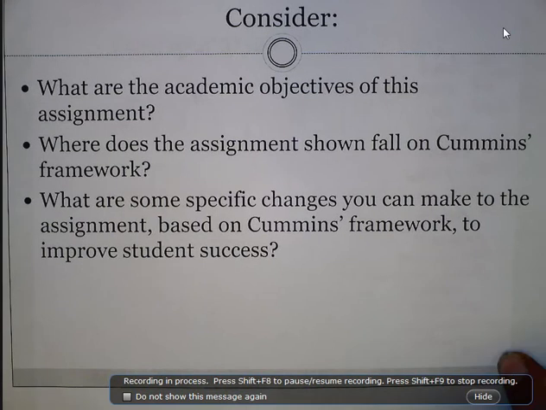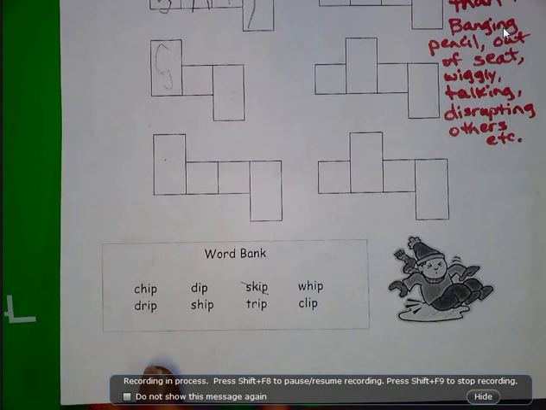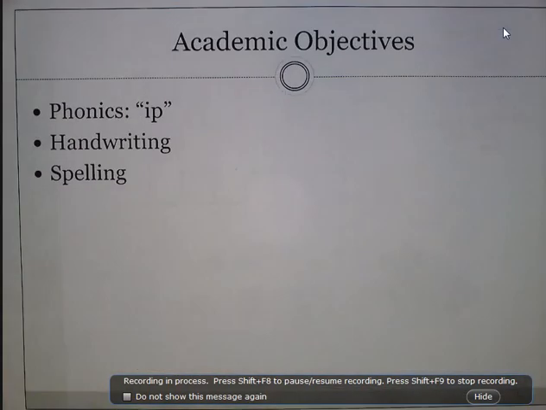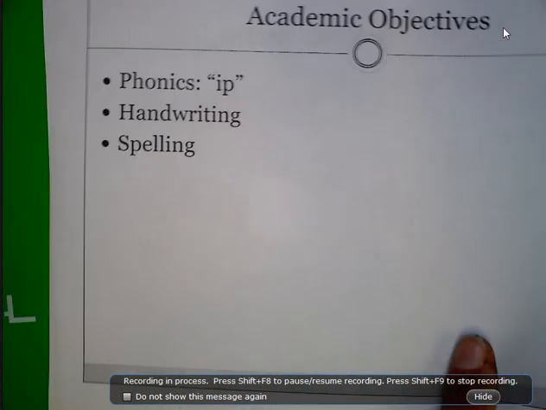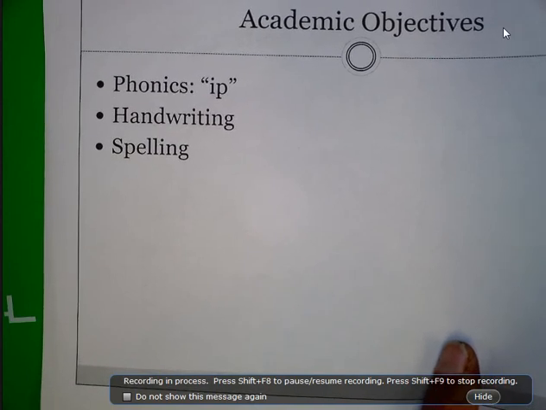Okay, we'll start with the academic objectives. If you look at this for a kindergarten level, when you look at the assignment, probably what you'd see is that the academic objectives are that they're working on a phonics lesson with the IP endings. They're working on some handwriting, which is what that configuration station title indicates here, and also the shaped boxes. And they're also working on spelling, right, which is commonly done in conjunction with phonics. Also handwriting, commonly done in conjunction with phonics.